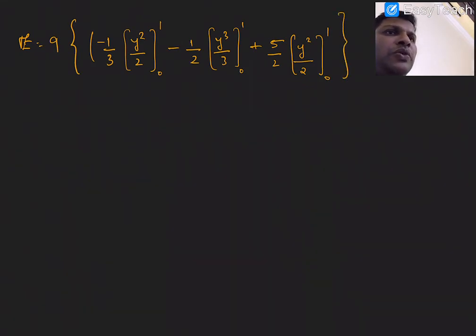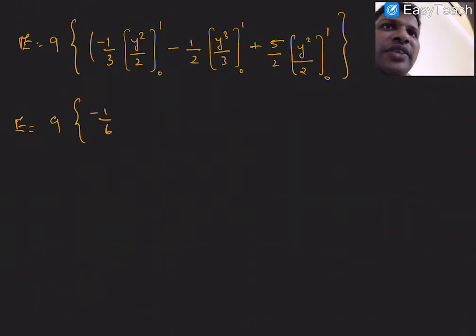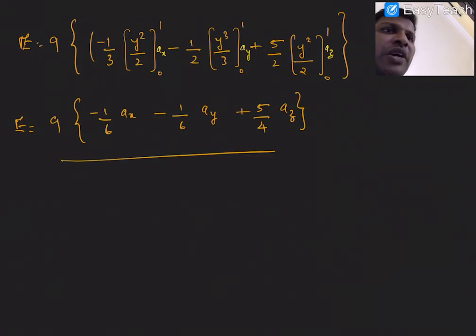So I hope it is clear. So E is equal to 9 times, then this becomes 1 by 2, so minus 1 by 6. I forgot to write ax, ay, az. I will use a different color. This is ax, ay, az. So minus 1 by 6 into ax, minus 1 by 6 into ay, plus 5 by 4 into az. So this is my answer. So this is my electric field.